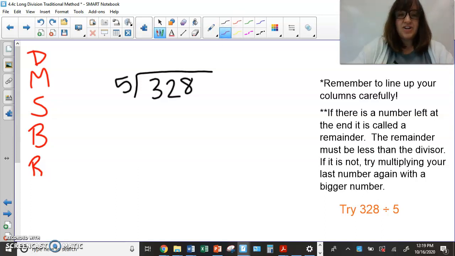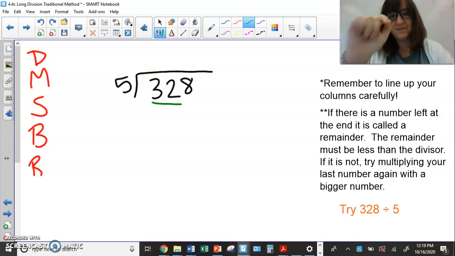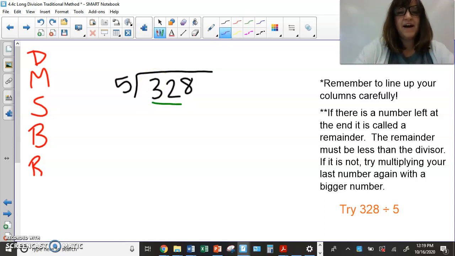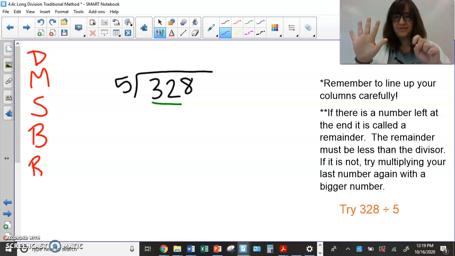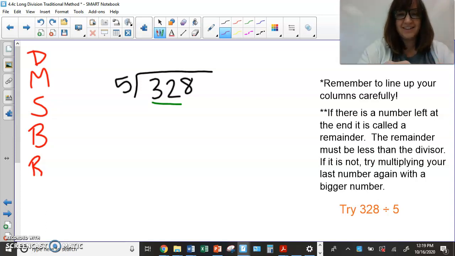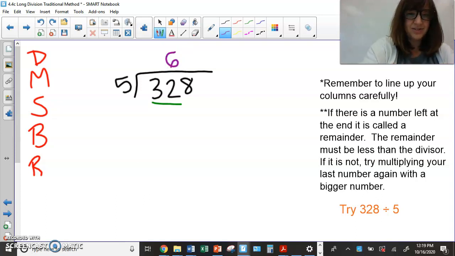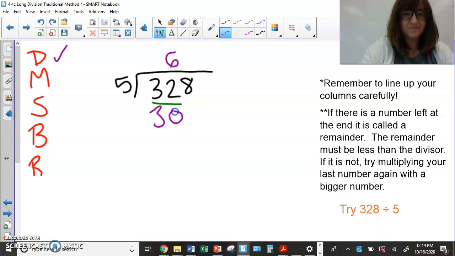Alrighty, so let's look again. We have 3 divided by 5. Well, 5 doesn't go into 3, so I'm going to look at 32 instead of just 3, okay? So 5 goes into 32. Let's count. 5, 10, 15, 20, 25, 30, 35. 35 is too big, so I'm going to stop at 30, so that means 6. It goes into it 6 times. I'm going to multiply. 6 times 5 is 30. I'm going to subtract. 32 minus 30 is 2.